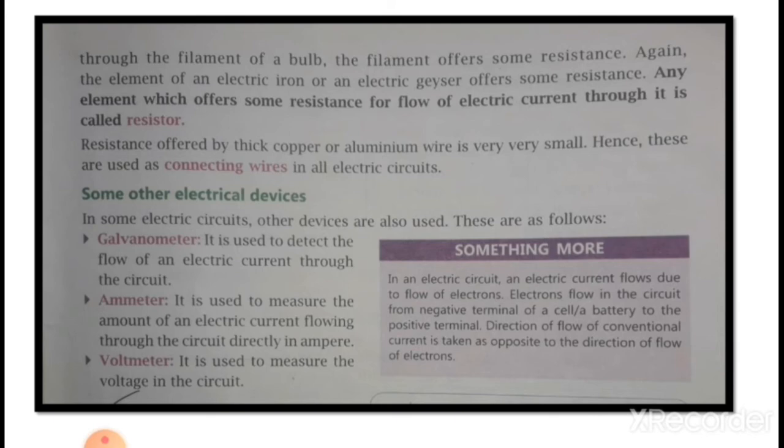So galvanometer is a device which is used to detect the flow of electric current through the circuit, or we can say it is to detect the presence of electric current. And next one, ammeter.